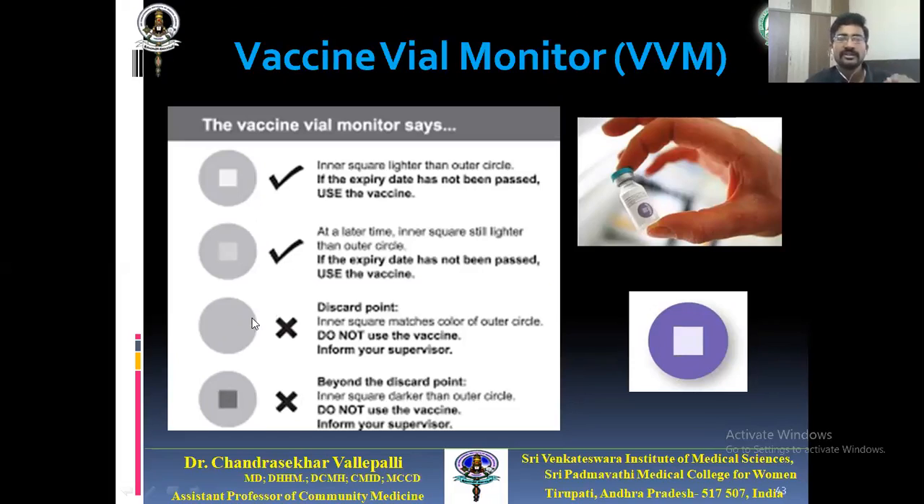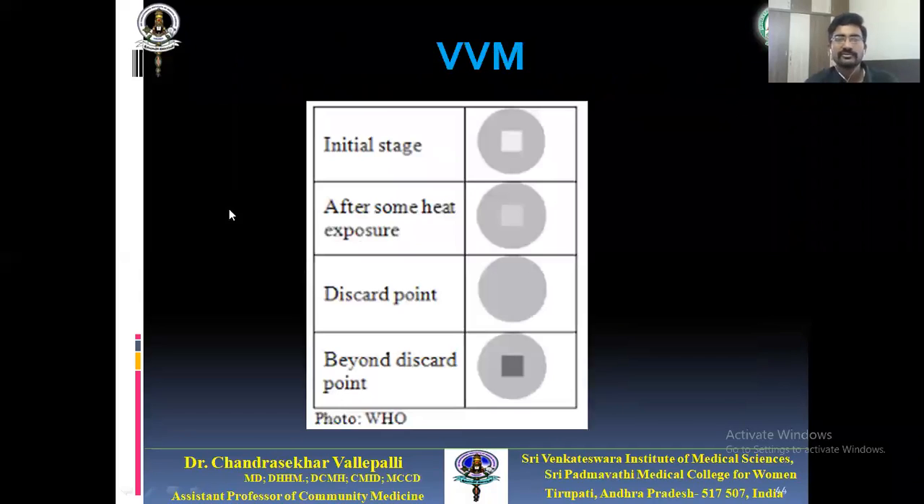We have to discard the 3 and 4. So we can use the vaccine vial if it is in stage 1 and stage 2. Stage 3, stage 4, discard.